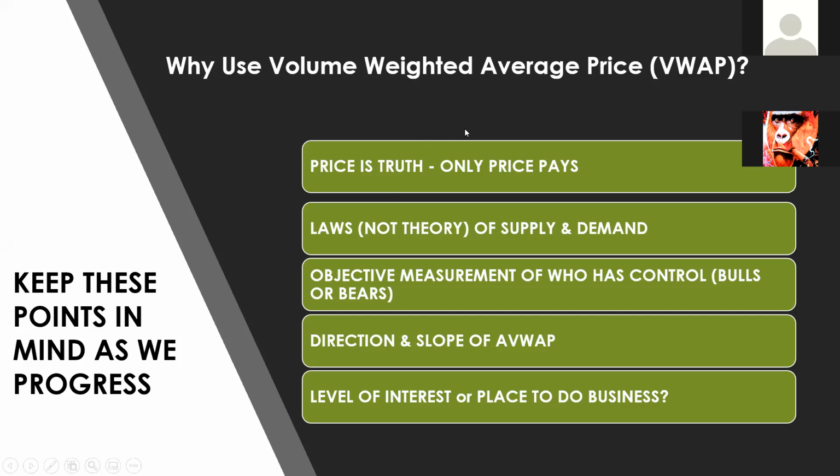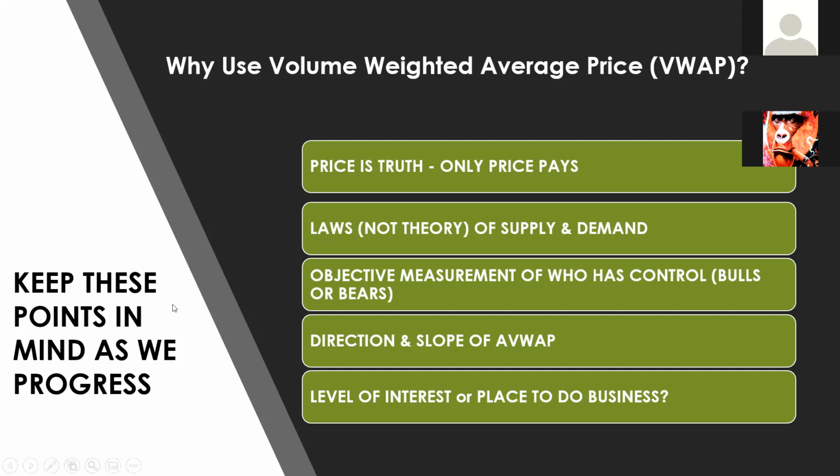Keep these points in mind as we progress. One, price is the only truth, only price pays. These are the laws of supply and demand. They're not the theory of supply and demand. It's not that someone wrote a paper about it. They call them laws of supply and demand because that's the way they work. And the volume weighted average price, regardless of where we're measuring from, gives us the ability to measure who's truly in control, the buyers or sellers, from any point in time. That's what we're looking at.